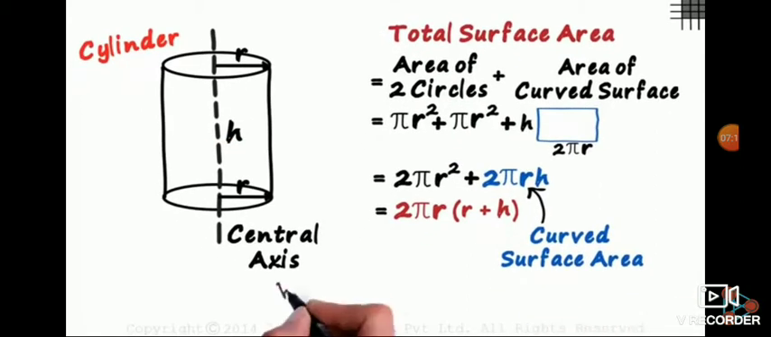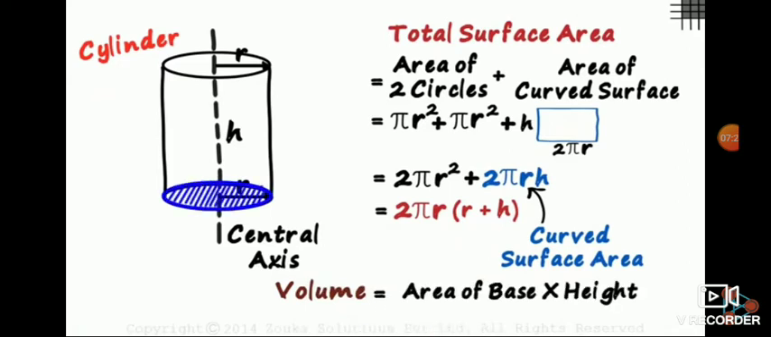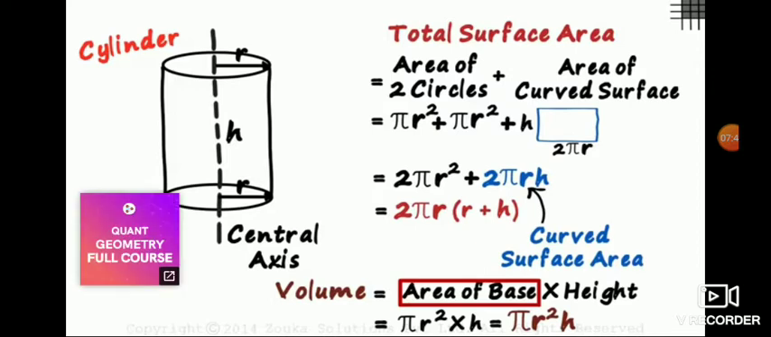And finally, we come to the volume of a cylinder. It equals the area of its base times its height. As the base is circular, its area will be pi r squared and its height is h. That's the volume of a cylinder, pi r squared h. You don't have to memorize any of this. You can easily derive the total surface area, and for the volume, you just need to know that it is the area of its base or its cross section times its height.